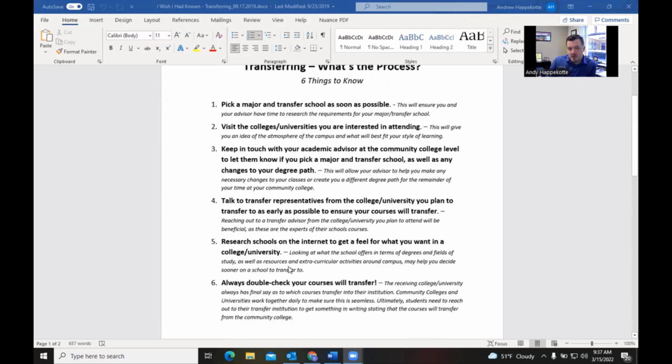The fifth point here I kind of already talked about. So going to the sixth point here, always double check your courses will transfer again. I've been like a broken record on this, but it's obviously the most important thing. You don't have to wait to figure out if your course is transferred to a four-year school or not.